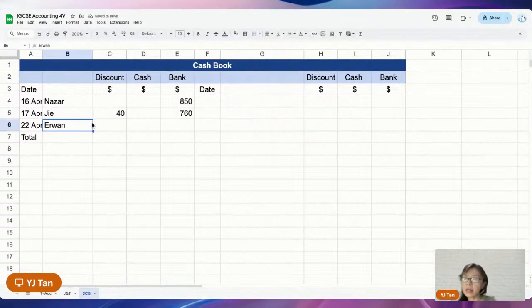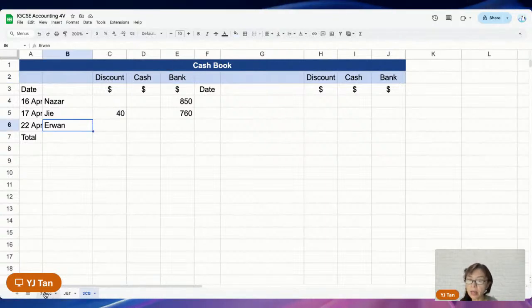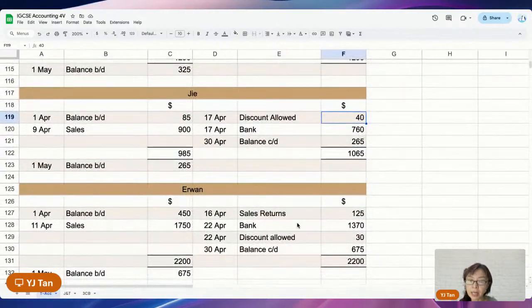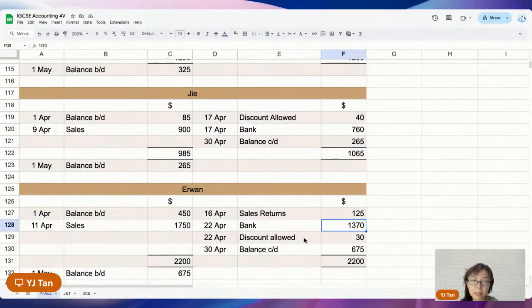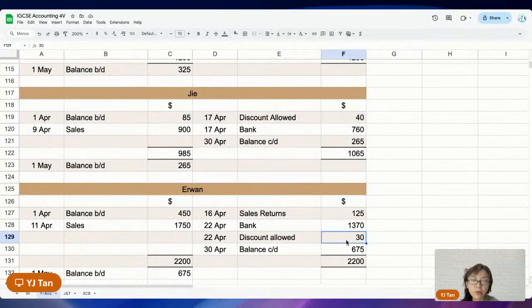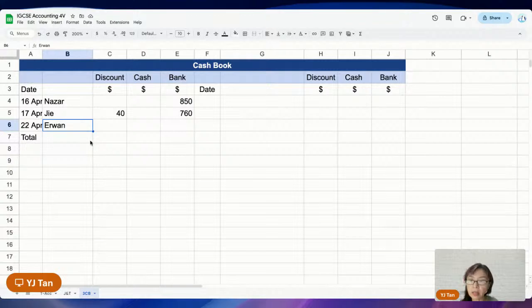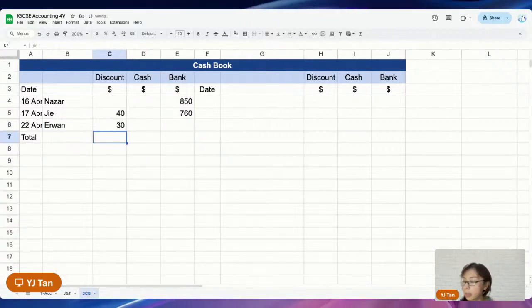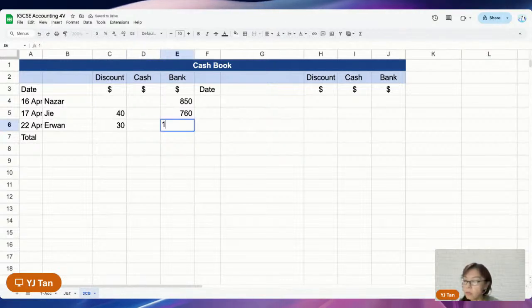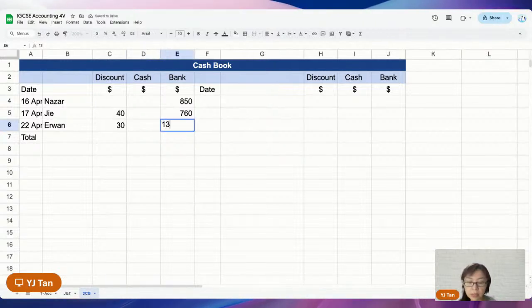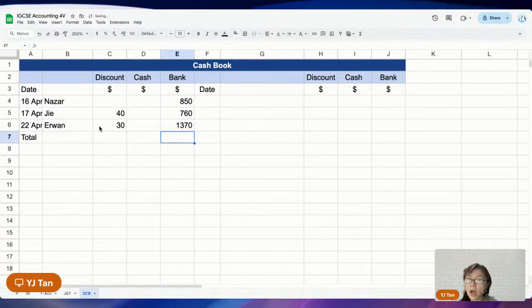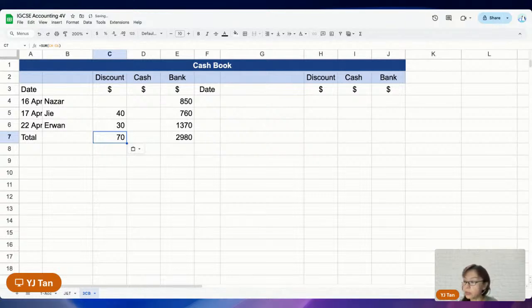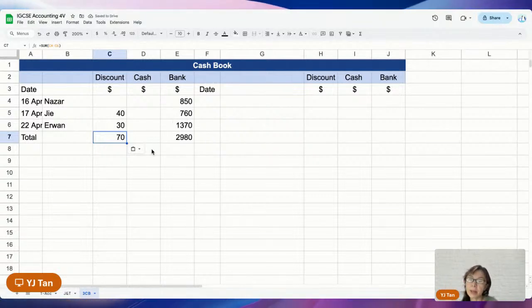And then Erwan, how much is that? Did Erwan make any payment? Yes, Erwan paid 1370 with a discount of 30. So we also go to the cash book and enter this particular transaction, 30 and 1370. After that, what we need to do is total it up, so we know the balance of the cash book.